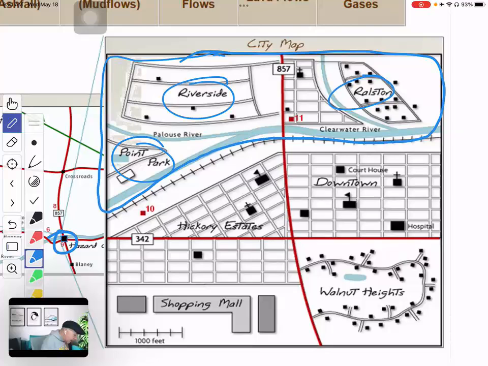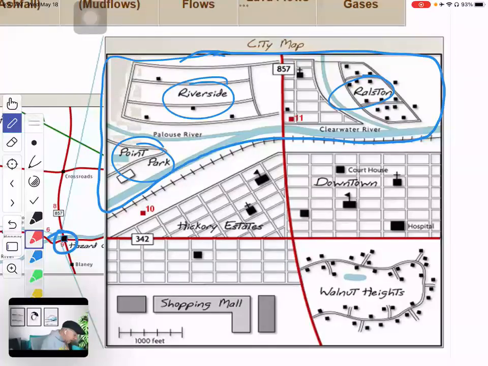Those are houses that are smaller, not so expensive. Some of them are trailer parks, like here in Point Park and in Riverside. So those are not very well constructed homes. They're prone to flooding because they are in the floodplain here as well.